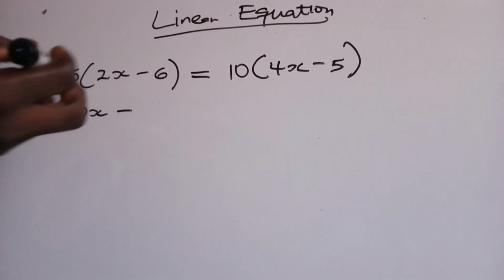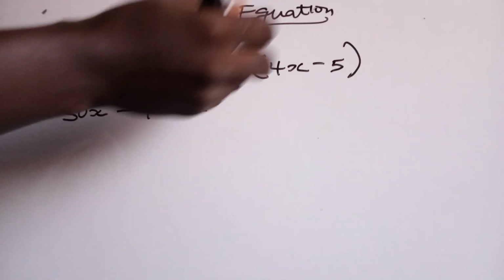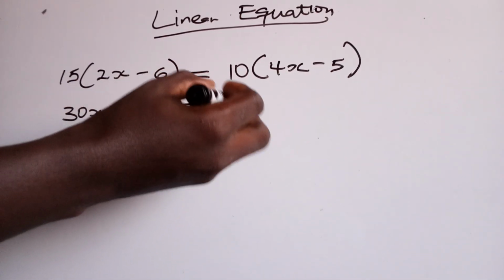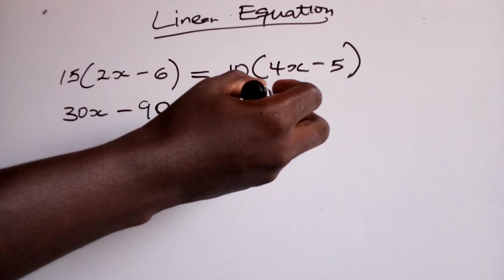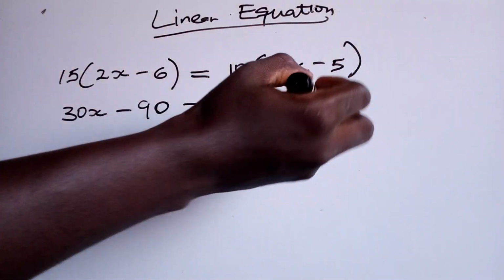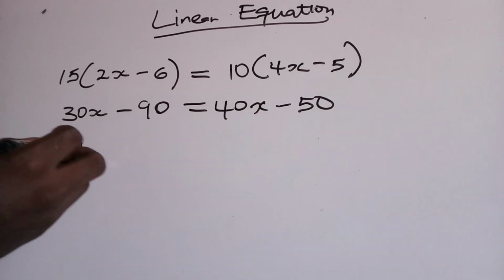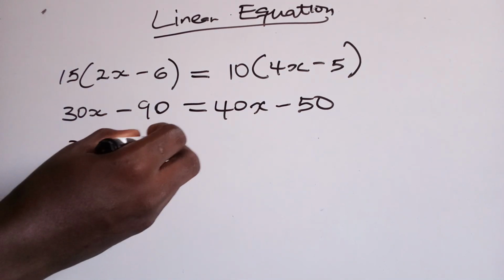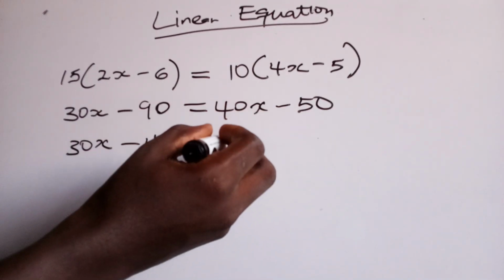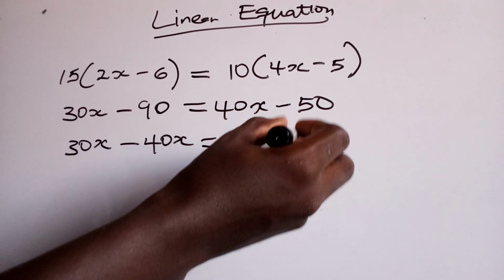So 15 multiplied by 6, we have minus 90 equals 10 multiplied by 4, we have 40x. Then 10 multiplied by 5, we have minus 50. So here we collect the like terms, which is 30x. 40 will come here to give us minus 40x equals minus 50x. Then this will go to give us plus 90.